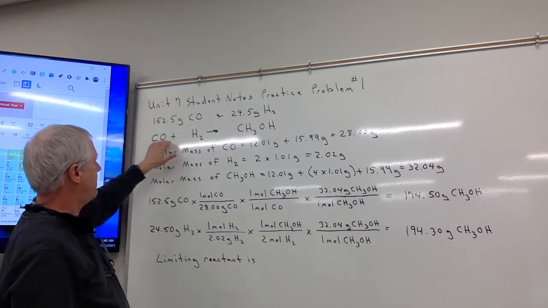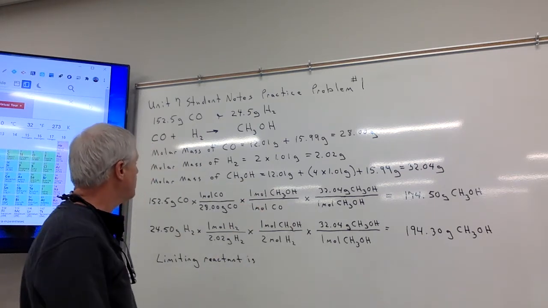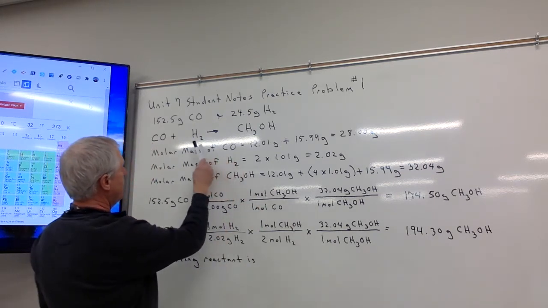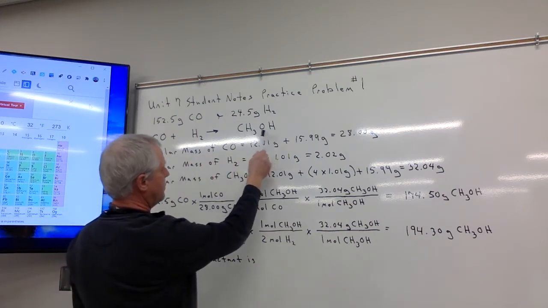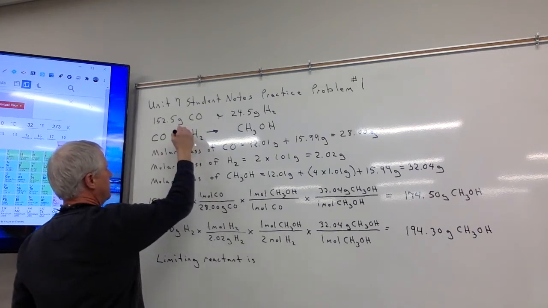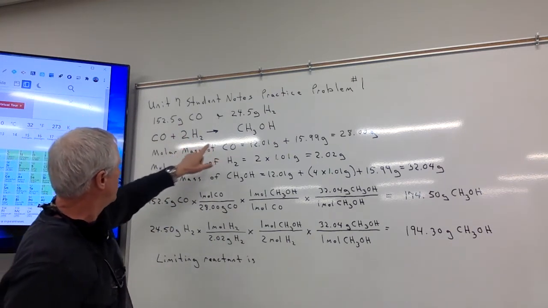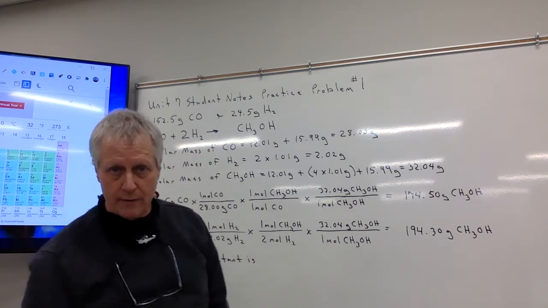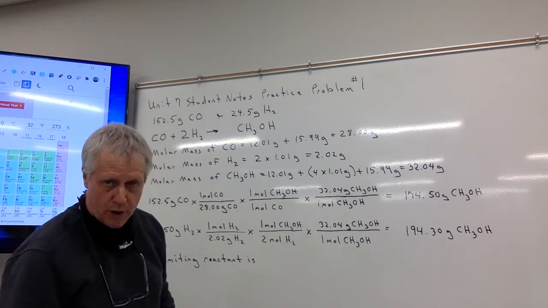Now we have to have a balanced chemical equation. So that's the first thing we're going to need to do here. We can see that on the reactant side, there's 2 hydrogens, but there are 4 hydrogens here. So if we put a 2 here, we now have 4 on each side, 1 carbon and 1 oxygen. So we have a balanced equation. So we have a 1 to 2 to 1 mole ratio.